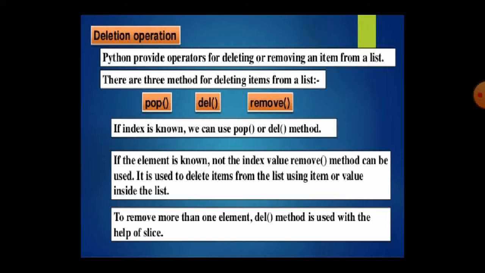Delete operation. There are three methods to delete an element from the list: pop, del, remove. If the index is known, we can use the pop or del method. If the element is known, you can use the remove method. To remove more than one element, you can use the del method.